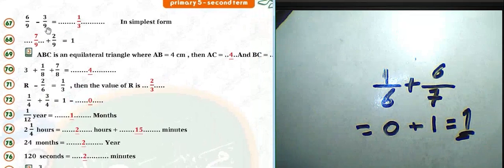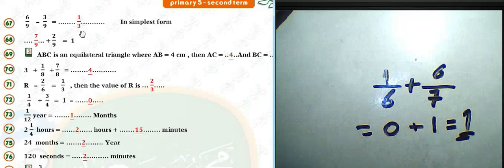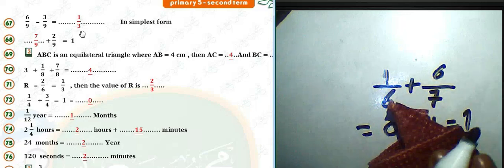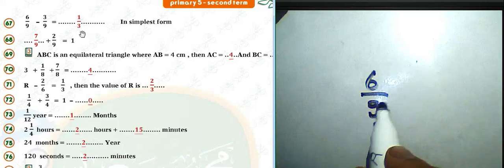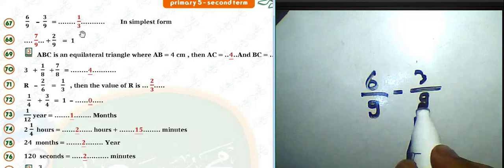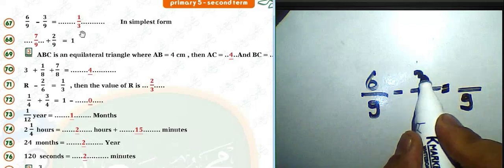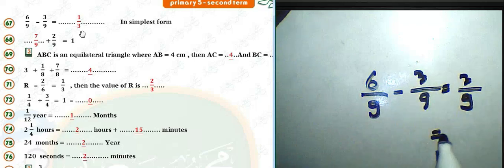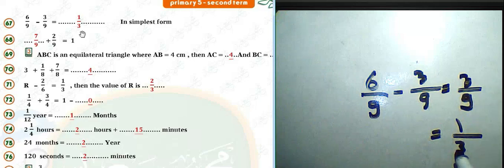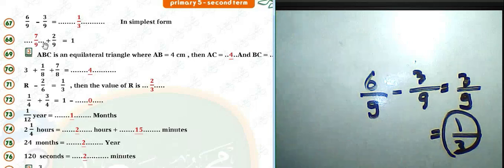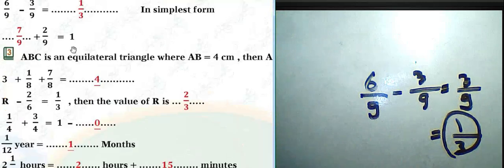6 over 9 subtract 3 over 9 equals 1 over 3 in the simplest form, because 6 minus 3 equals 3. Look here, 6 over 9 minus 3 over 9 equals what? Right, 9 in the denominator, and 6 minus 3 equals 3. 3 over 9 we can simplify by dividing by 3. 3 divided by 3 equals 1, 9 divided by 3 equals 3. The result will be 1 over 3, the simplest form. 7 over 9 plus 2 over 9 equals 1.